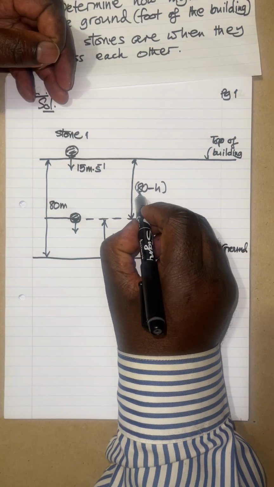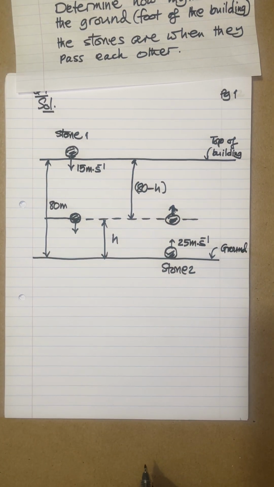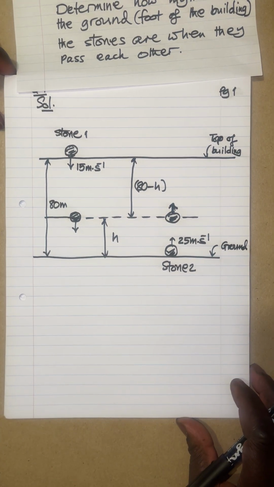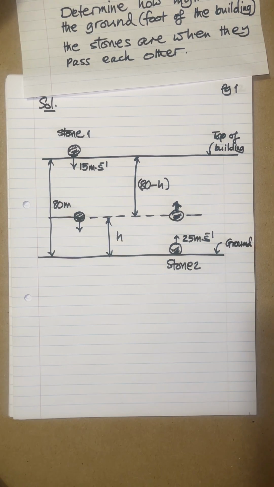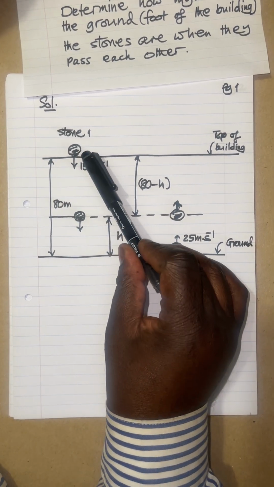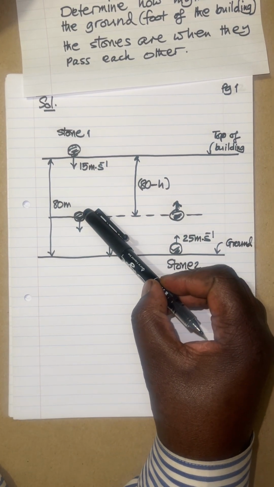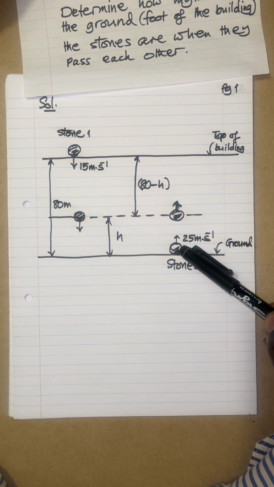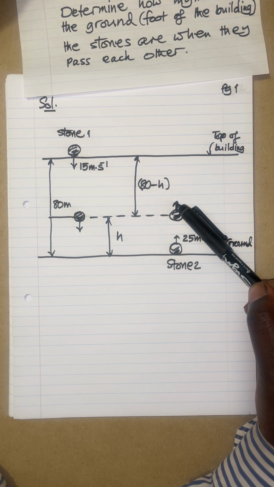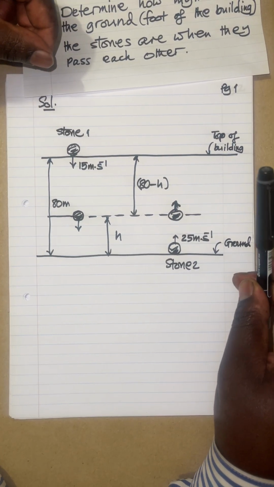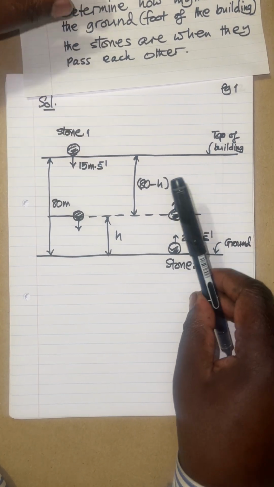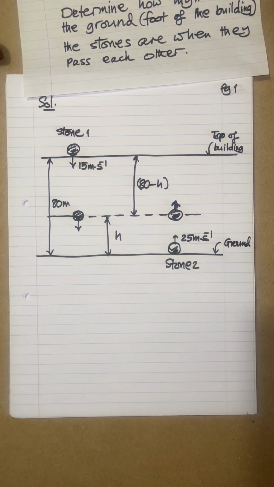We're talking about distance here. Right, so that's our sketch. Now, here is something else that we need to understand. The question says at the same time, which means the time that stone 1 takes to move from there up to this point here will be the same as the time that stone 2 takes to move from here up to there. These two must take the same time because they are projected at the same time. So they pass each other having covered the same amount of time.